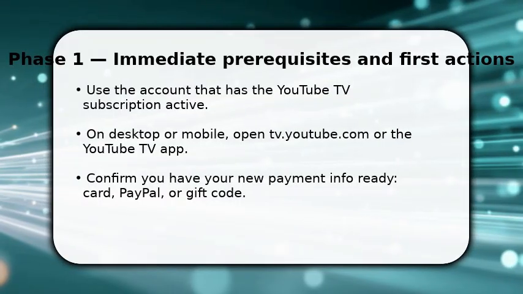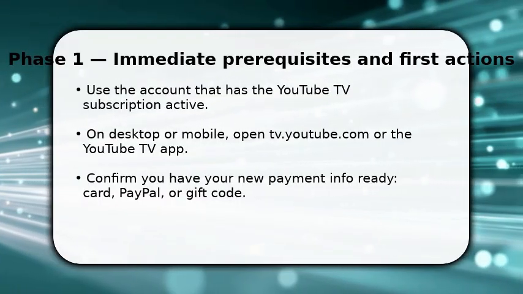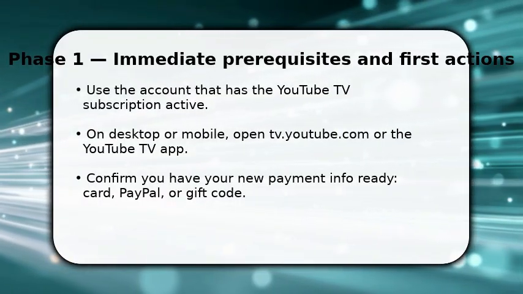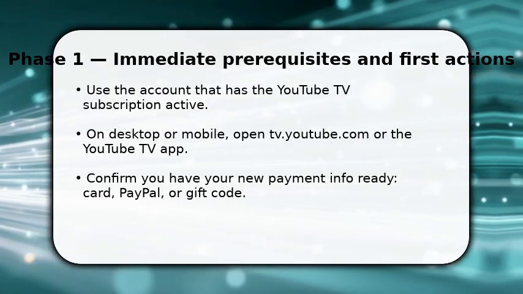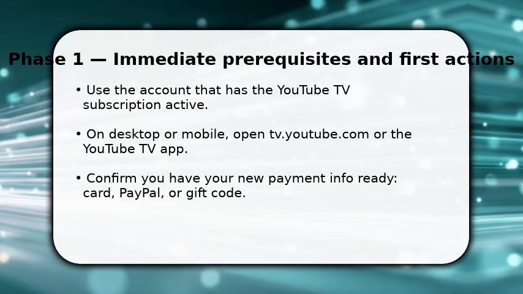You start by opening YouTube TV and signing in with the account that actually pays for the service. Once done, go straight to your profile and choose Settings. This is where billing lives.